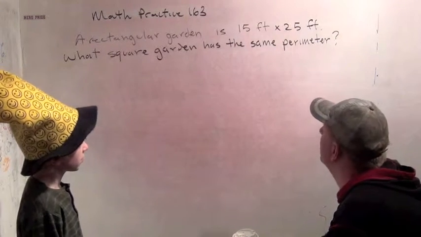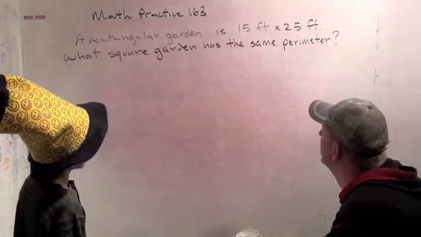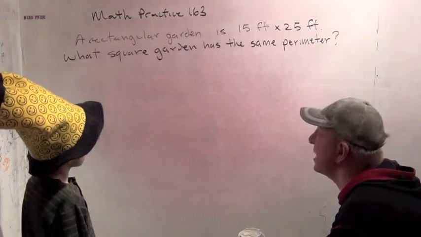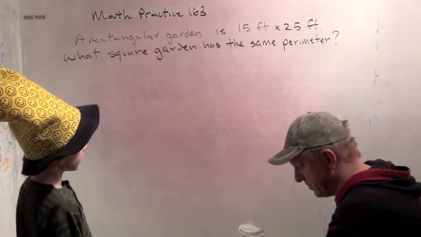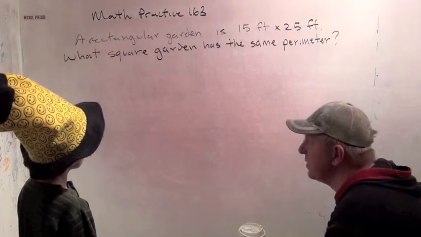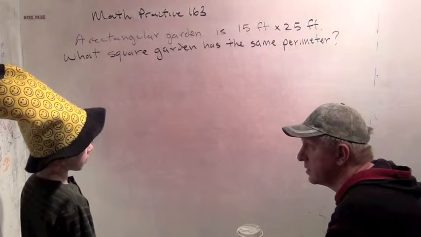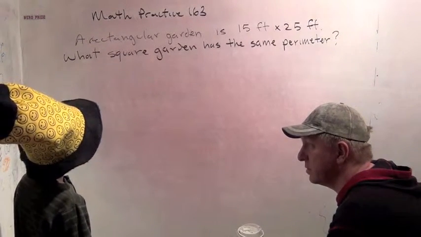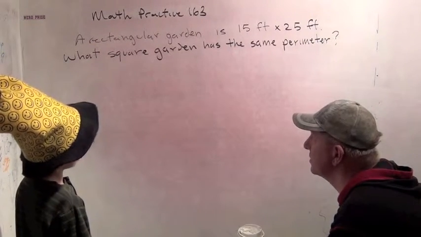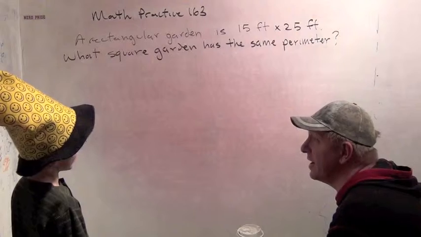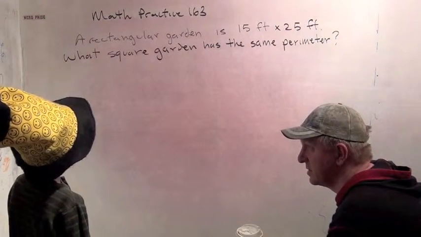A rectangular garden is 15 feet by 25 feet. What square garden has the same perimeter? Do you understand the question? Yeah. What do you think would be a good way to get going on a problem like this? Make a chart. A chart? Well, I'm not sure what you mean, but go ahead. I don't know what we're going to make a chart of. Me neither. What would be a good way to get going on this problem?